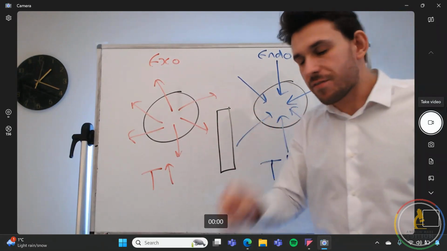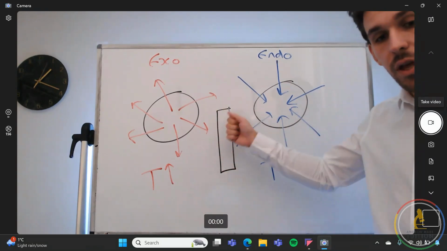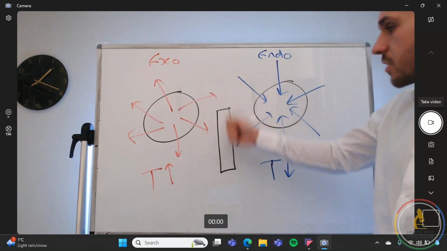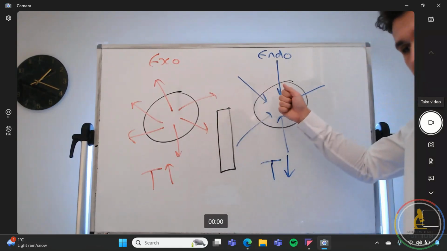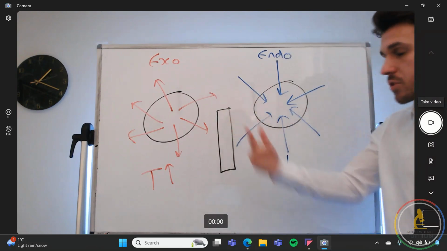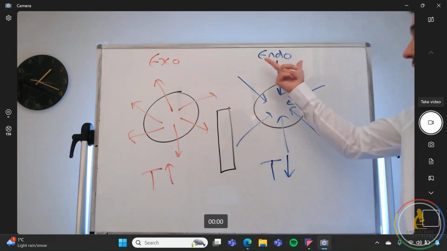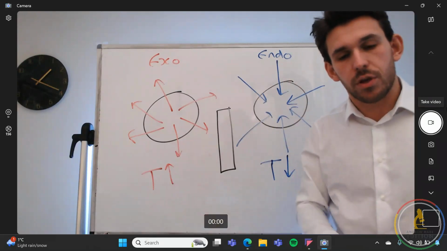So actually, the fact that the temperature is going down means that it's endothermic, okay? Because energy has been taken from the thermometer into the reaction. That's why the temperature of the thermometer goes down, okay? And that's why we tend to associate endothermic with cold, okay?